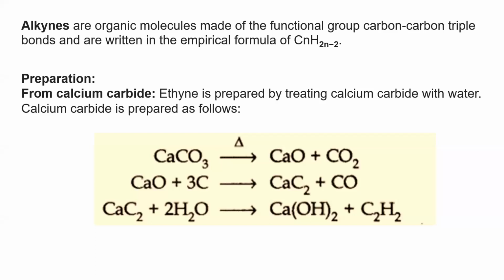Alkynes. Alkynes are the organic molecules made of the functional group carbon-carbon triple bond and are written in the empirical formula CnH2n-2, where n is the number of carbon atoms present in the molecule. Like alkenes, alkynes are also unsaturated hydrocarbons. They contain at least one triple bond between two carbon atoms. The number of hydrogen atoms is still less in alkynes as compared to alkenes or alkanes.